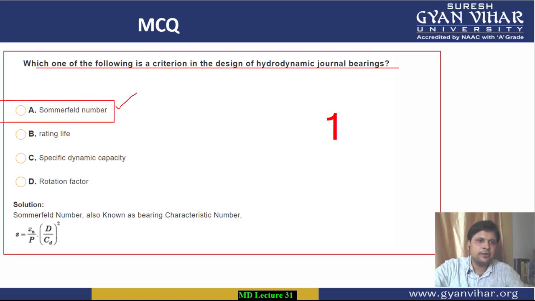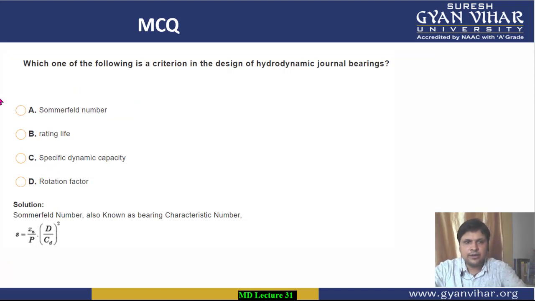This is an important number. Apart from it, the rating life is for ball bearing, specific dynamic capacity is also for ball bearing, and rotation factor is also not used in the case of journal bearing. So option A is the correct option.